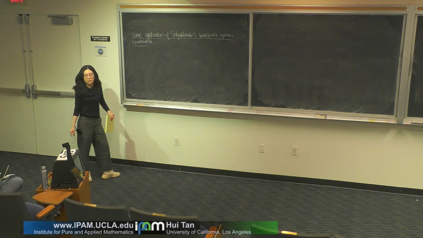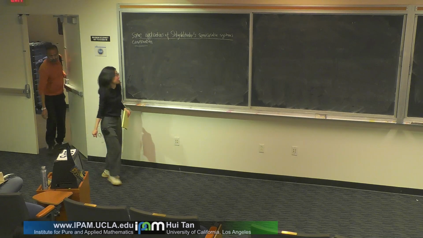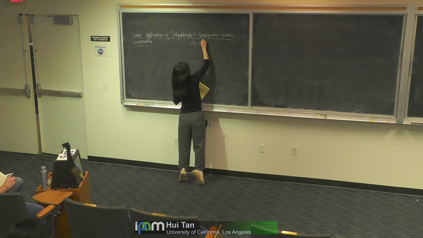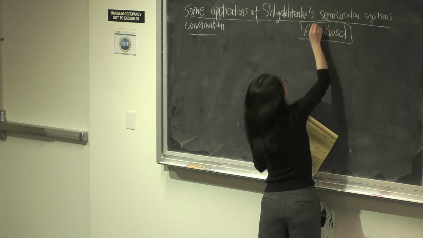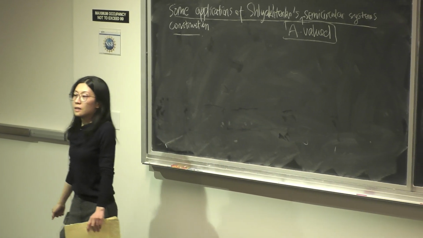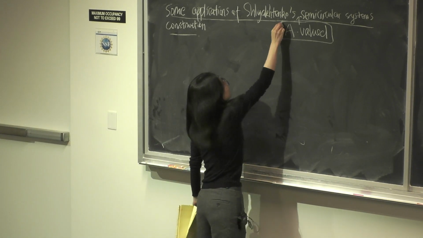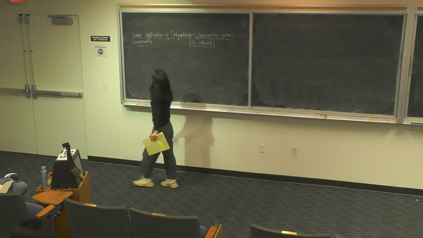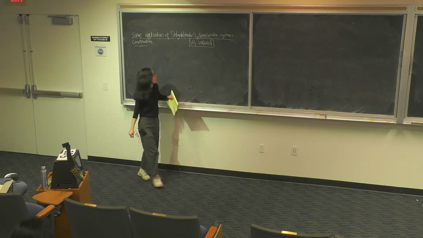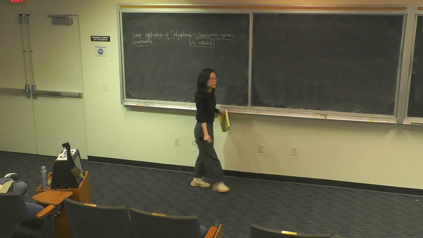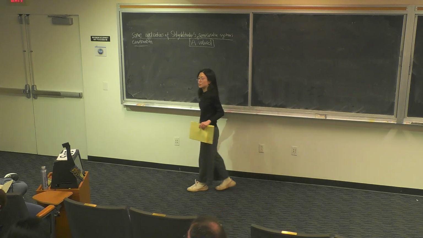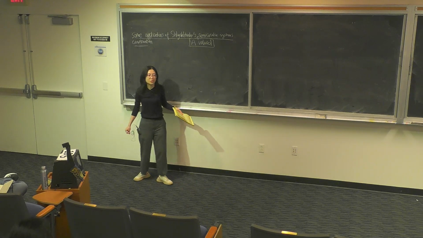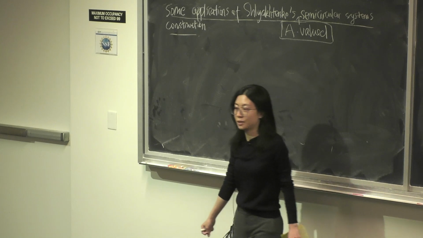I am going to talk about yet another application of Shlyakhtenko's A-valued semicircular system construction. Before I tell you what this construction is really about, I want to remind you that Shlyakhtenko's A-valued semicircular system construction is a generalization of Voiculescu's free Gaussian functor, which is in turn a generalization of the Gaussian functor.